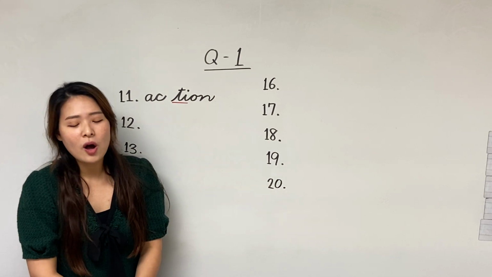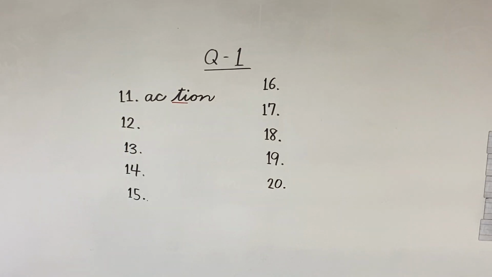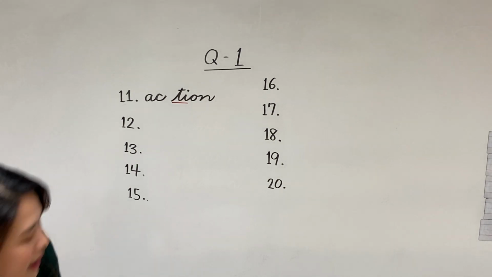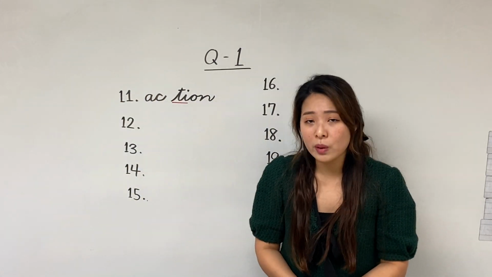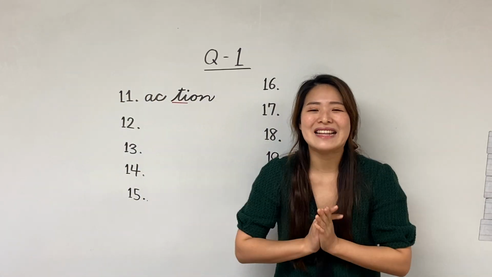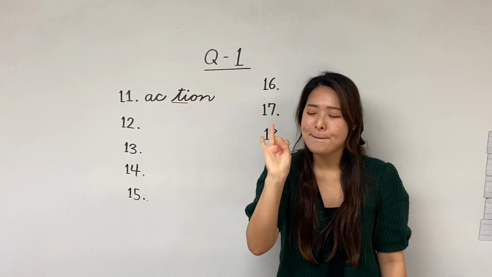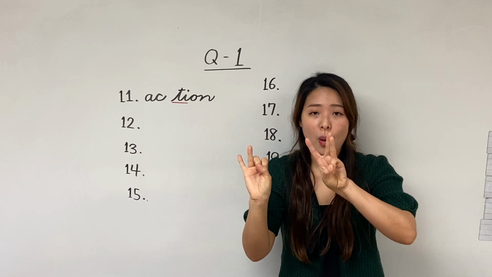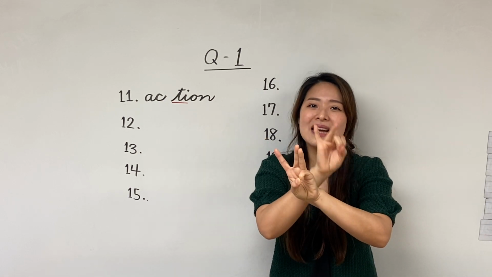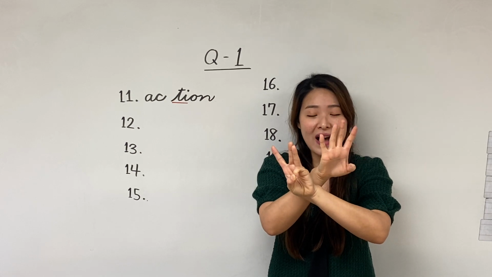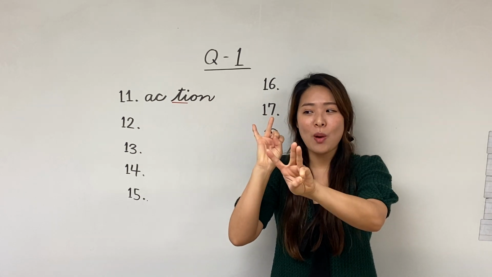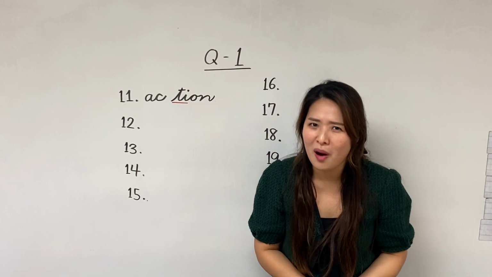Number 12. Number 12 is importance. Importance. All other books in comparison to the Bible are of minor importance. Importance. How many syllables are there in importance? Importance. 3 syllables. Sound it out. I, p, or, t, a, s. Silent final E. Importance. That's a long word.